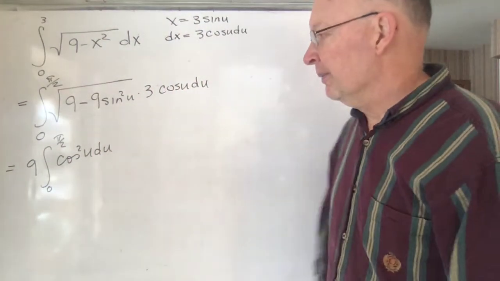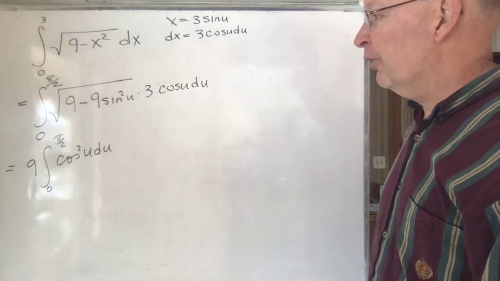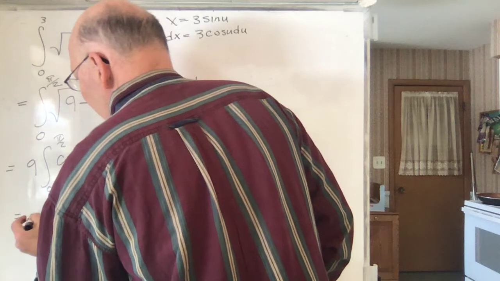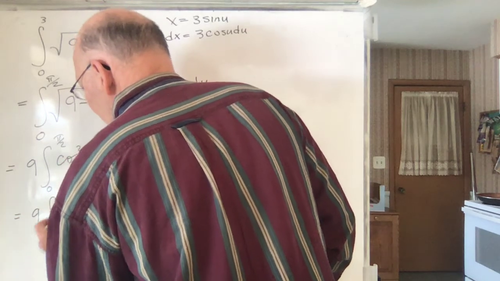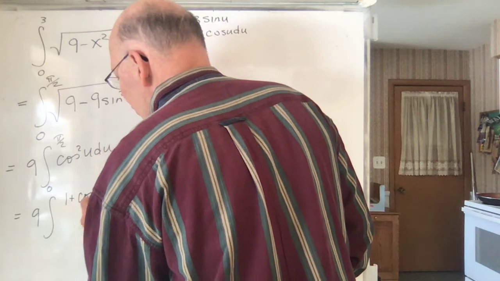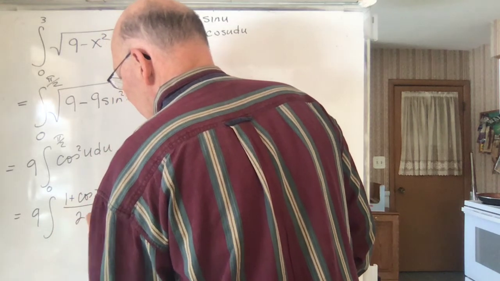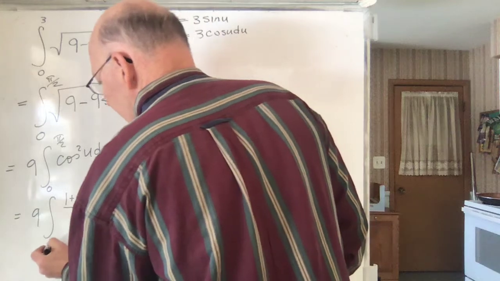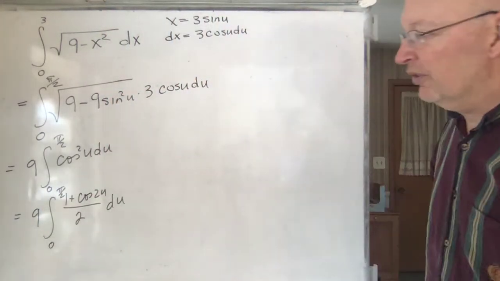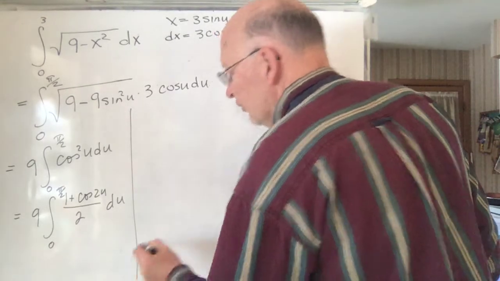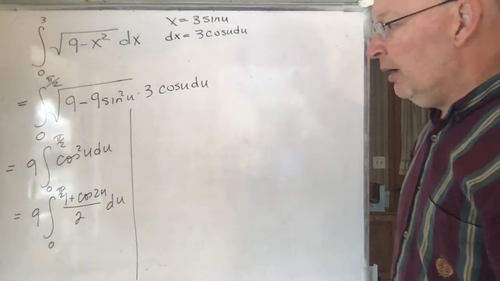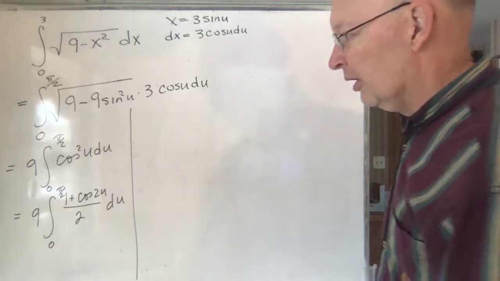How do we do this one? Well, remember, this is one of those harder ones where you have an even power, so you have to use a trig substitution. And the trig substitution is 1 plus the cosine of 2u divided by 2 du. Okay, I haven't integrated it. All I did was just made a trig substitution. This is equal to this. Now I can continue from there.